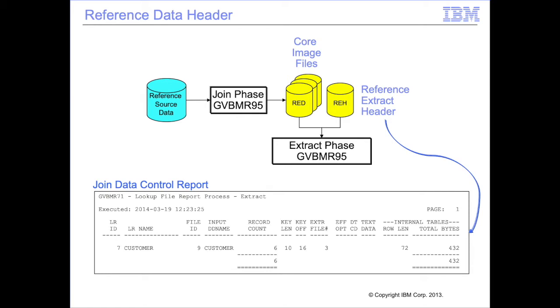Each REH record contains counts of RED records and other information like the key length and offset and total bytes required. These records are optionally printed after the join phase by the program GBBMR71. These control records are produced by an additional view for each reference file in addition to the extract-only view in the JLT. This view contains some special logic table function codes which allow it to accumulate record counts. It also only writes one record, no matter how many input records are in the reference files.